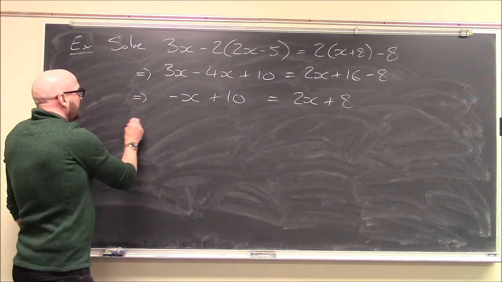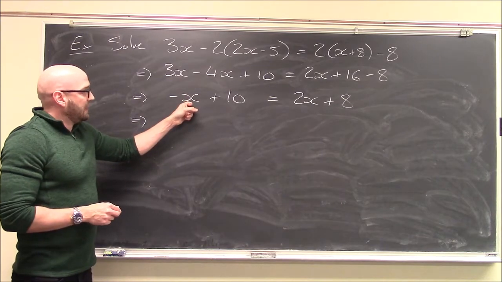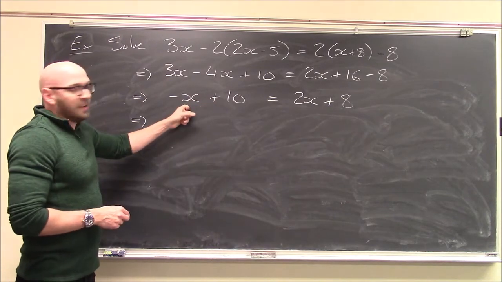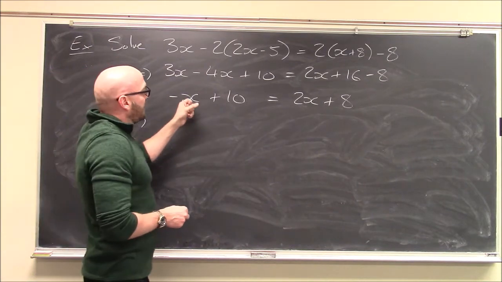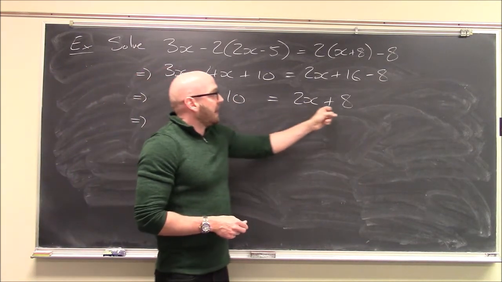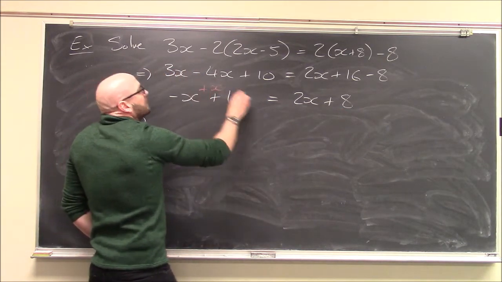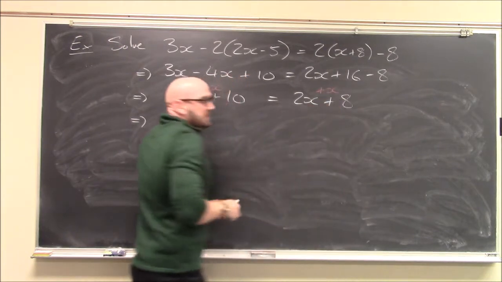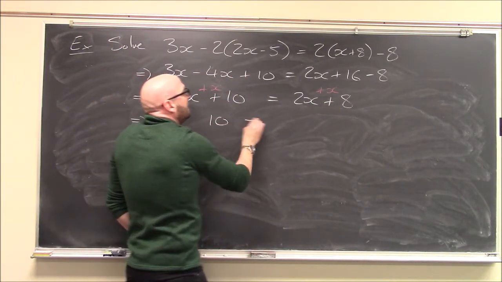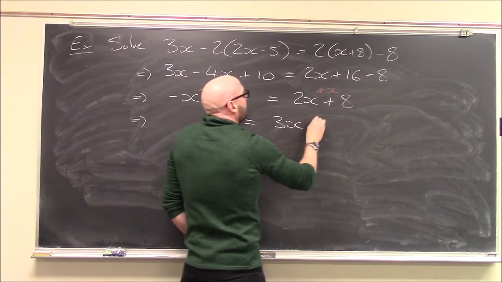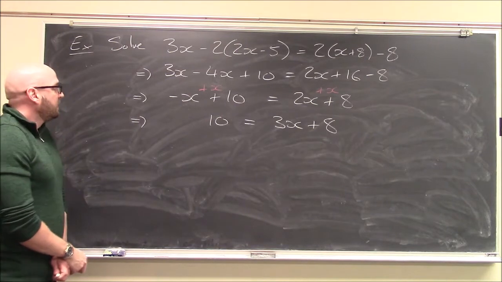here is, let's see, I have a minus x here. I want that minus x to go away, so I'm going to add x to this side of the equation, because minus x plus x will make it disappear. And to keep it balanced, if I add x to this side, I better add x to this side as well, right? So we're going to add x to both sides of the equation, and that gives me now 0 plus 10, so 10 is equal to 3x plus 8. 2x plus x is 3x.